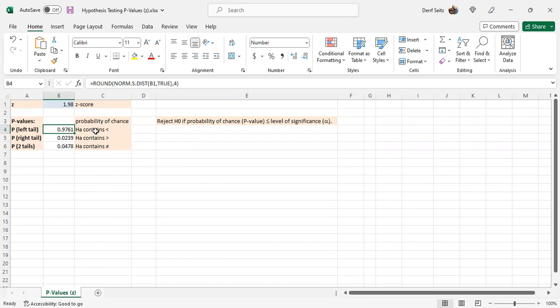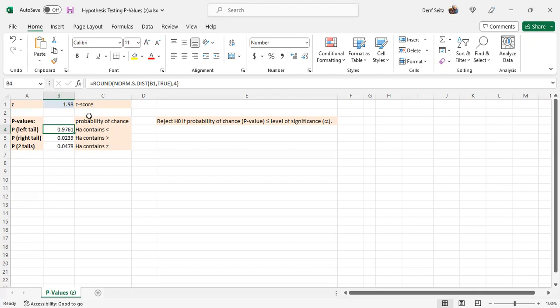The type of test is determined by the alternative hypothesis, HA. If its relational condition is less than, it's a left-tail test. If it's greater than, it's a right-tail test. If it's not equal to, it's a two-tail test.